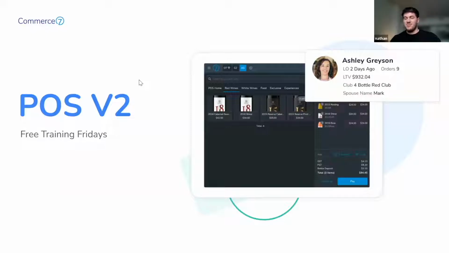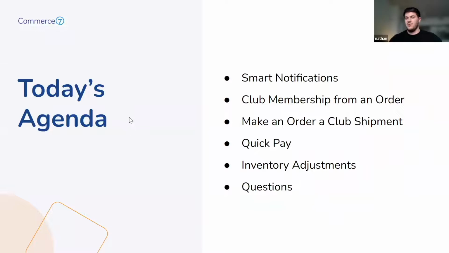Today we're going to be talking about the new POS V2 front end, or V2 POS panel. We're going to be going through smart notifications on the new system, club memberships, creating a club membership from an order, making the order the current club shipment, quick pay, inventory adjustments, and then at the end, we'll have time for any questions. If you have questions, you can also add them to the chat, or at the end, we'll invite you to unmute yourself and ask them live.